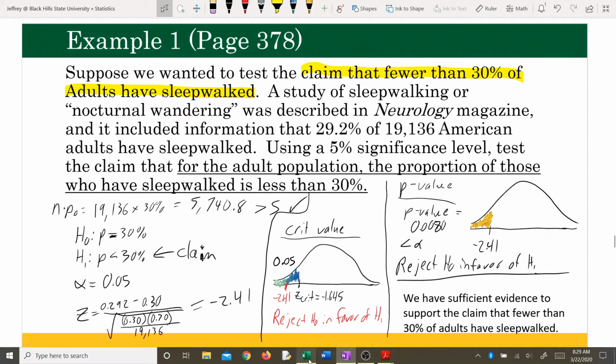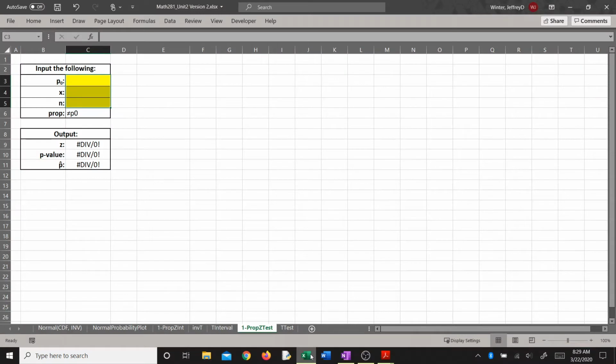Now I want to show you another way that you can do this using Excel. In this table that I have set up here, we can actually just go ahead and type in the null hypothesis proportion, the number of successes based off of the sample, and the sample size, and then we determine what the alternative hypothesis is. So the proportion in the null hypothesis is 30% or 0.3.